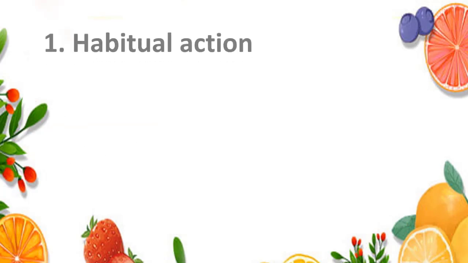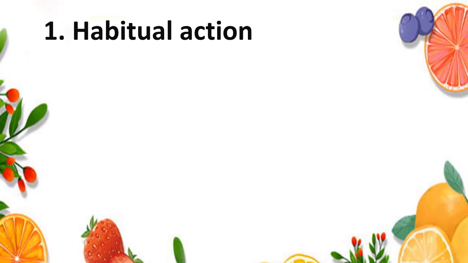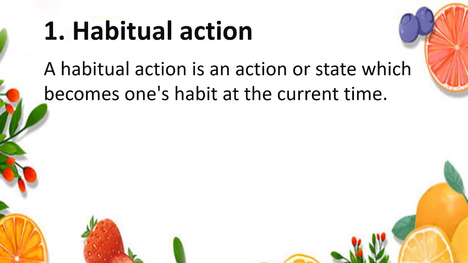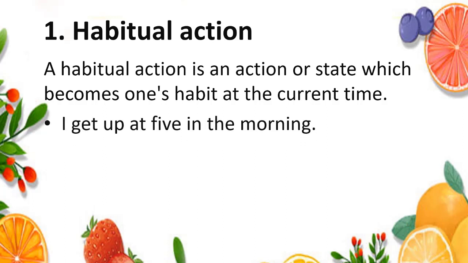The first is habitual action. A habitual action is an action or state which becomes one's habit at the current time. So it's a habit. Here is an example: I get up at 5 in the morning. So this is my habit to get up at 5 in the morning. It's just a habit. It's not like a general truth. This is my habit. I get up at 5 in the morning.